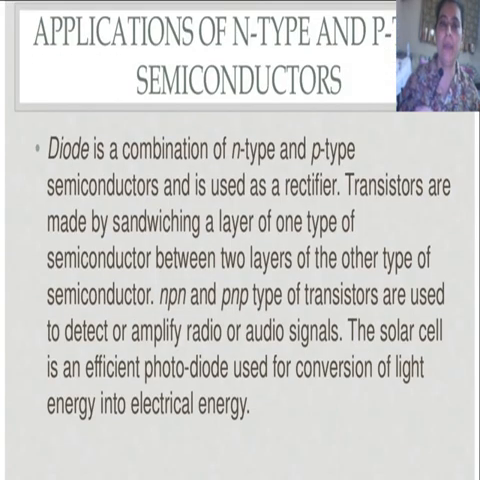Application of N-type and P-type semiconductors. A diode is a combination of N-type and P-type semiconductor, and it is used as a rectifier. Transistors are made by sandwiching a layer of one type of semiconductor between two layers of the other type of semiconductor. NPN and PNP types of transistor are used to detect or amplify radio or audio signals. The solar cell is an efficient photodiode used for conversion of light energy into electrical energy. A rectifier is actually a device which will convert AC current into DC current.